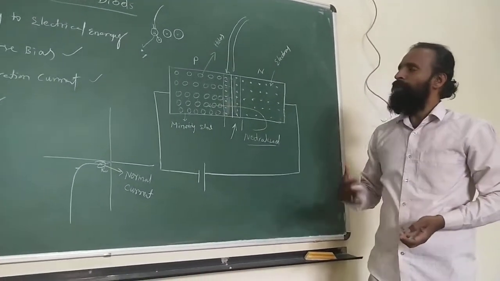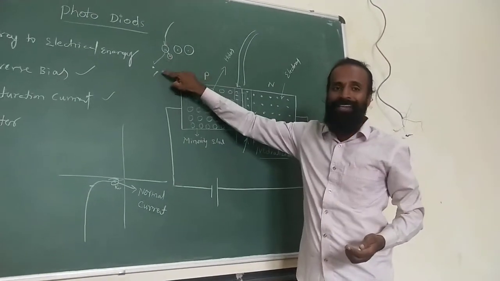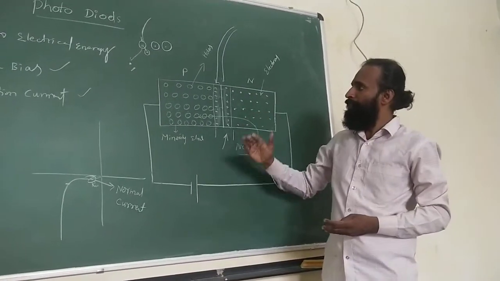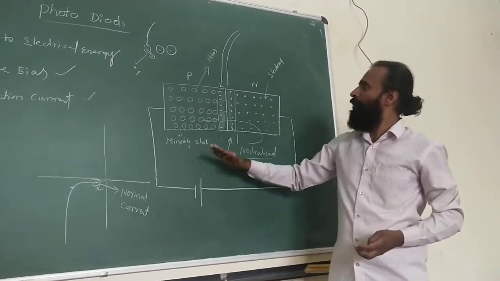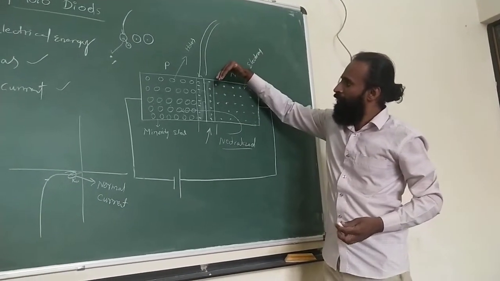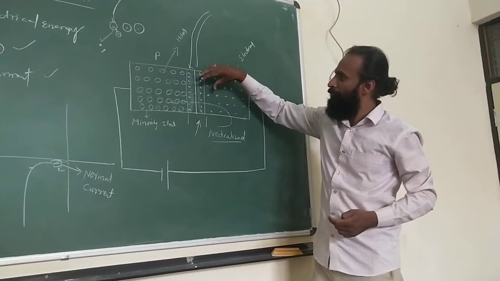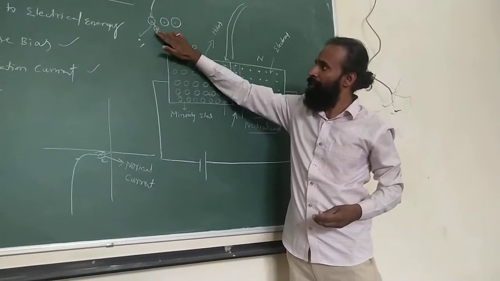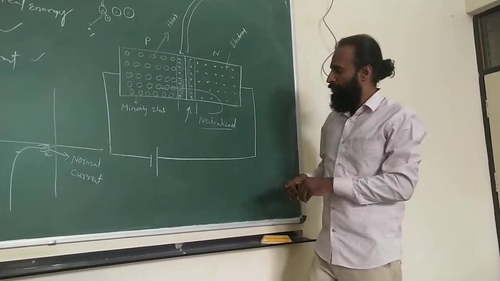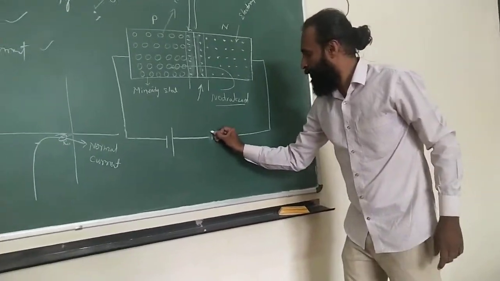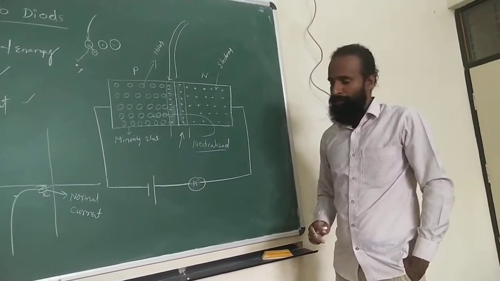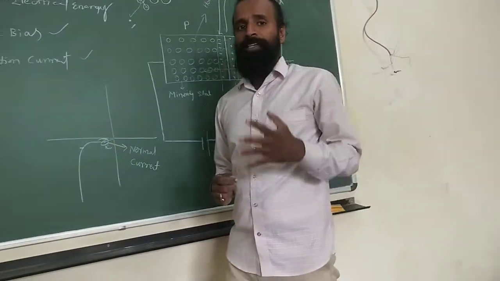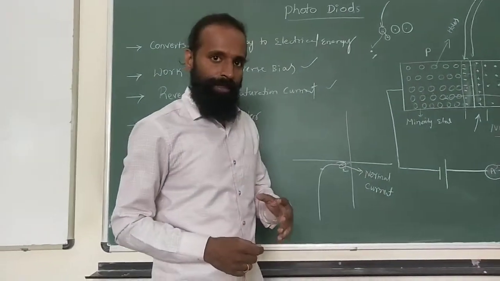There are more charge carriers available than in the normal current. So the normal current changes once light falls onto the depletion region, by increasing the number of charge carriers. The current also increases. So by detecting the increased current, we can identify that the light has been detected.